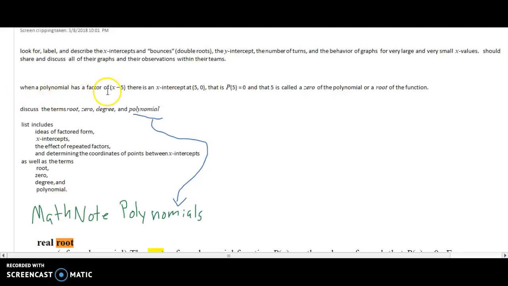When a polynomial has a factor of x minus 5, there's an x-intercept at (5, 0). That is, p of 5 is equal to 0. And that 5 is called a 0 of the polynomial, or a root of the function. And so you want to think about, okay, what is the root of the function? Well, that's when your equation is equal to 0. Okay, what is a 0? Well, what do you think it is?